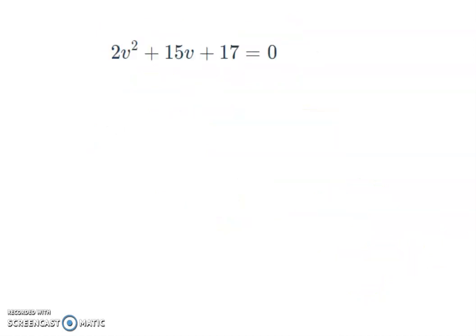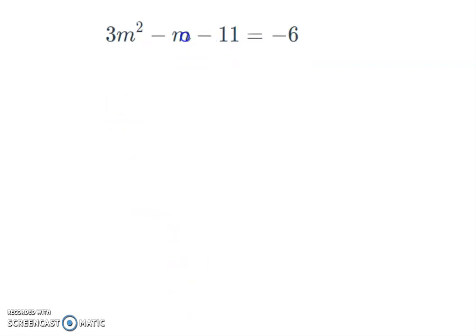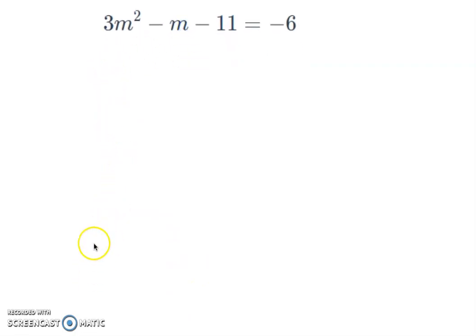So I'm hoping to get one that's a little bit uglier. Let's see if I have one that's ugly up here. Yeah, let's do that one. First, we'll add 6 to each side, so that's going to get me 3m squared minus m minus 5 equals 0. Start putting the numbers into the formula.